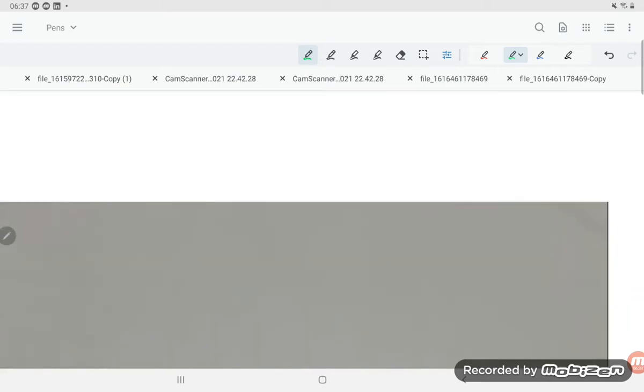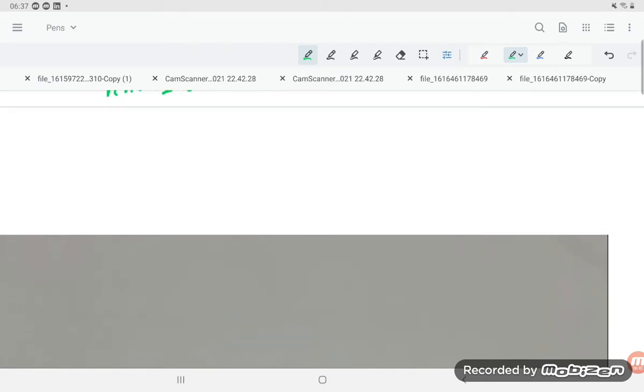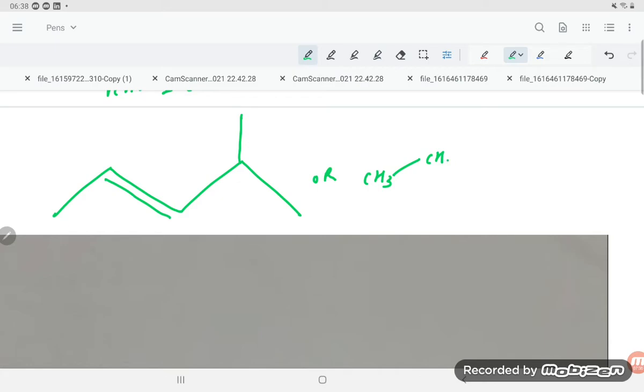Next one, if you are going to understand the IUPAC name of the next set of compounds, we are taking another compound, student. Here the methyl group is there, dear student. So this compound we can write as CH3, then CH, then here will be the double bond, then CH, CH, then CH3, and that is also CH3.